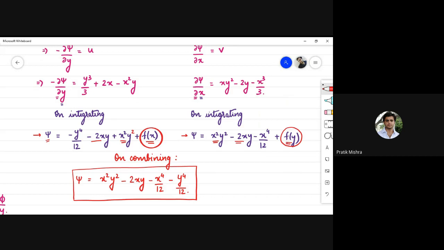ठीक है, तो this is your final answer of value of psi function which comes out to be x squared y squared minus 2xy minus x to the power 4 by 12 minus y raised to the power 4 by 12. So this is all about this question.